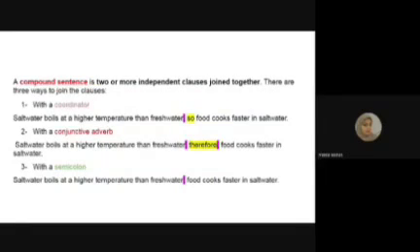So, do you need a rest before we move on to the complex sentences? Do you need a rest? Write to me in the chat box. Okay, so if you do not need a rest, let's move on to the complex sentences.